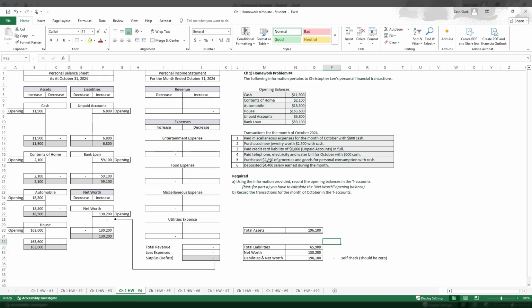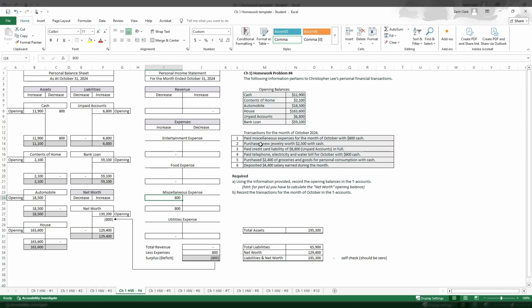And now we can proceed with our transactions that occurred during the month. Transaction number 1 says we paid miscellaneous expenses with $800 cash. That's going to be a decrease to cash of $800, and an increase in miscellaneous expense of $800. Keep in mind that when we say an increase in expenses, that is going up, but overall it decreases our net worth, because expenses are a reduction to net worth. As expenses go up, net worth goes down.